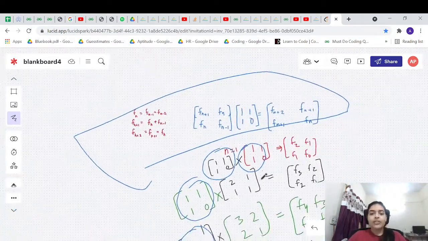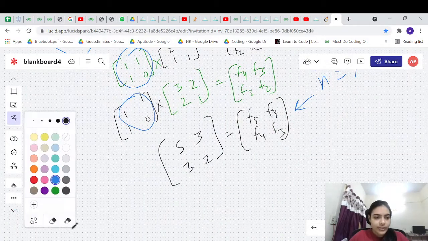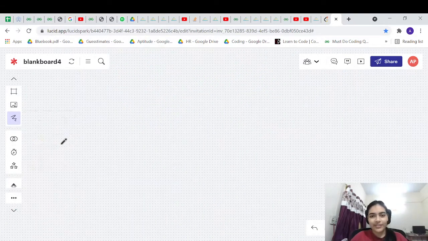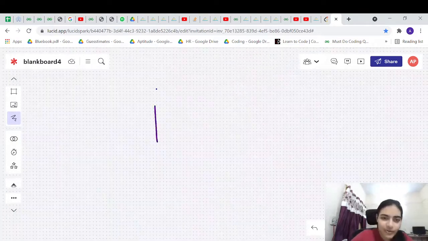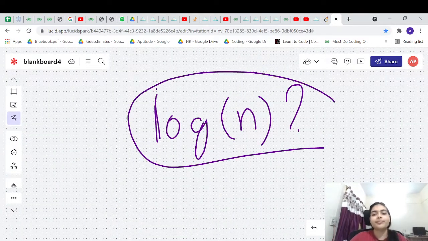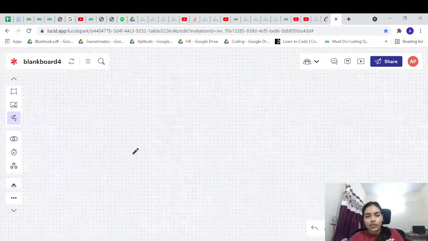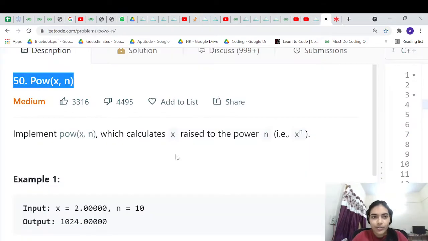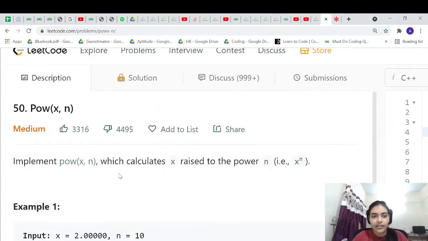Okay, so now we know all this. Now how do we solve the problem in log of n? We have built matrices. They are beautiful. We understand everything. How do we solve the problem in log n? Okay, that is the question. So the answer is very simple, right? Okay, so let's understand that answer using another problem. If we see this problem, we'll understand why it is log n complexity.